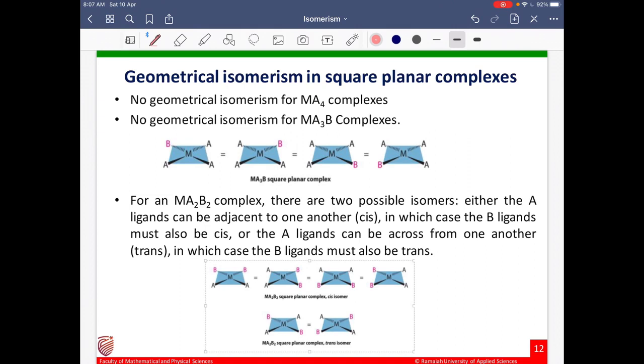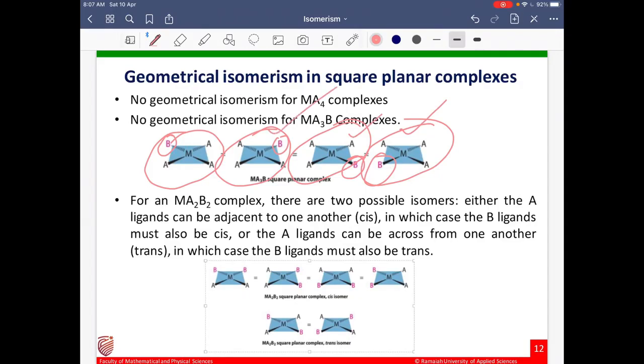No geometrical isomerism for Ma3b complexes. So for Ma3b complexes also there won't be any geometrical isomerism, because if you draw the structures of the square planar complex Ma3b and you change the relative position of the ligand B, they are all equal because all vertices of a square are equivalent. It does not matter which vertex is occupied by the ligand B in a square planar Ma3b complex. All four structures shown here are chemically identical because they can be superimposed simply by rotating the complex in space.